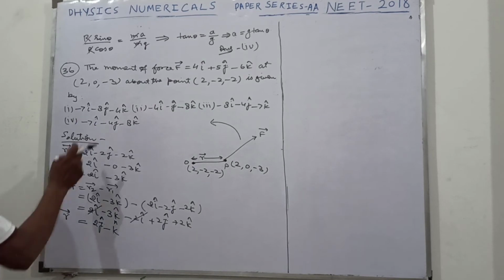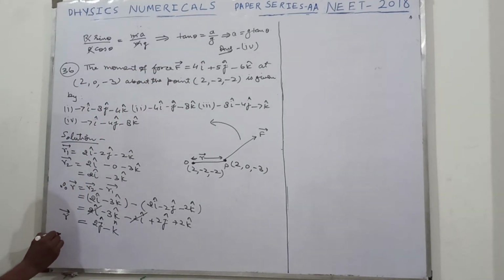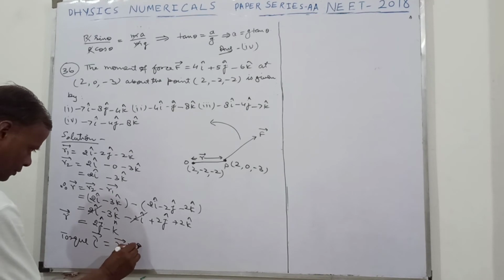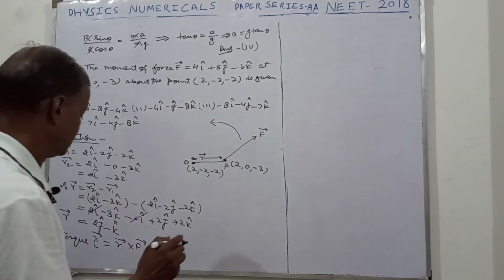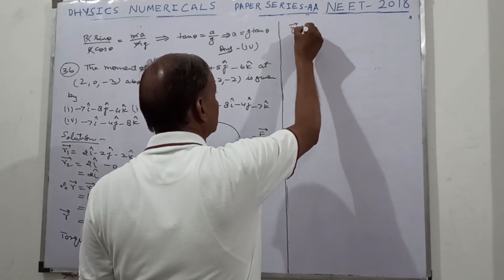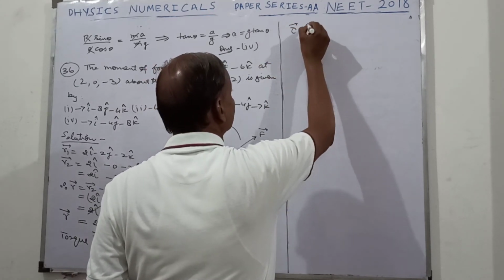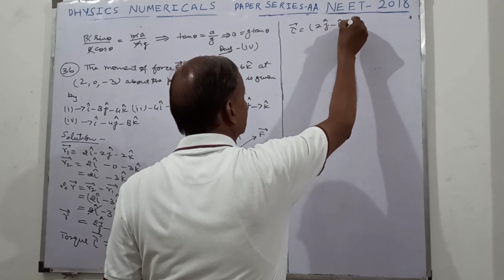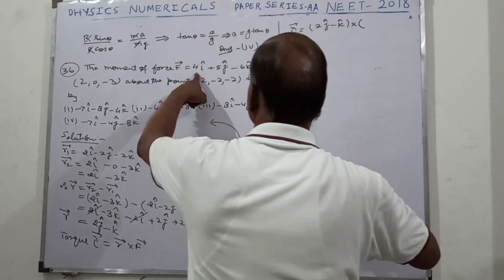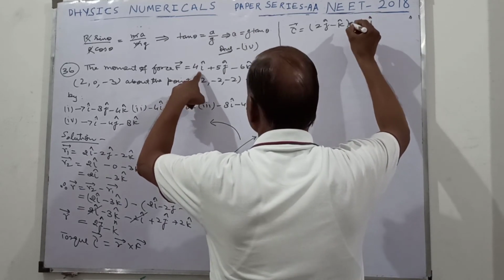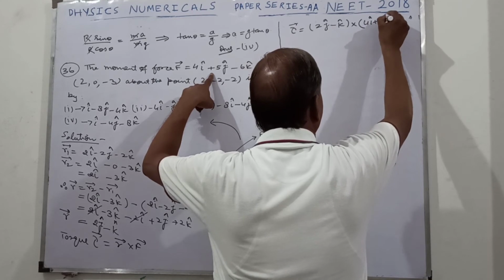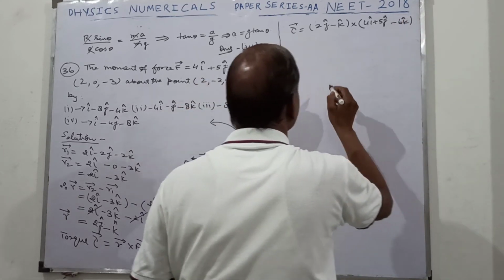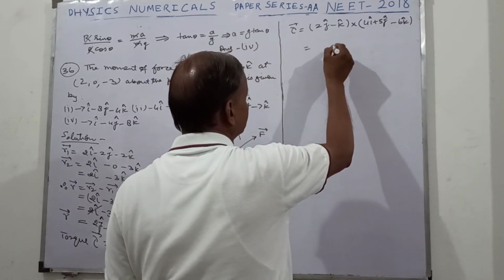Now you find the torque. The moment of force, or the torque, is equal to R cross F. So torque equals R, which is 2j minus k, cross F, which is 4i plus 5j minus 6k. Now you can solve it by the method of determinant.